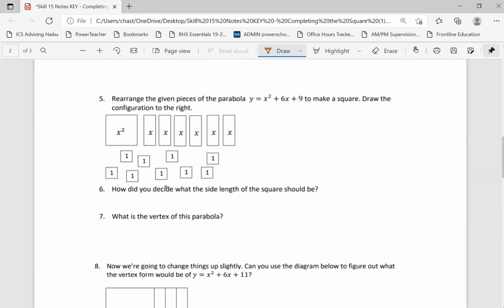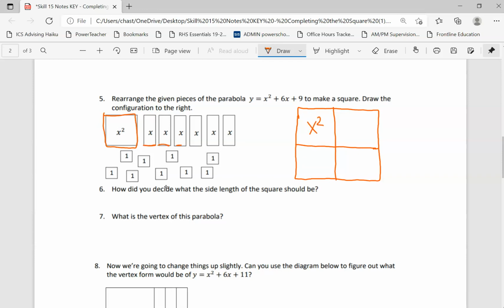I want to rearrange these to make a perfect square. So what I want to do is get all that so that I can make this perfect square. So I've got this big ol' x squared, so I know that's going to have to go in here. That's going to be this spot right there.